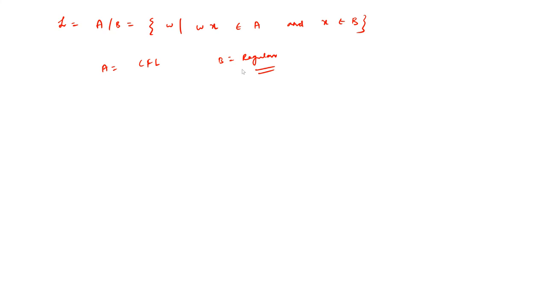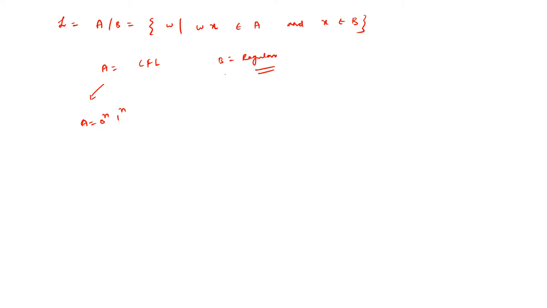Okay, this is a question, right? Now, just for the purpose of understanding the question, let me take A equal to 0^n 1^n. This is a context free language, correct?